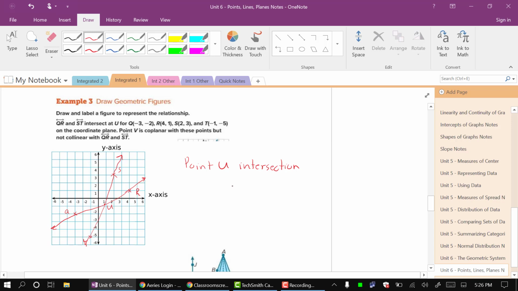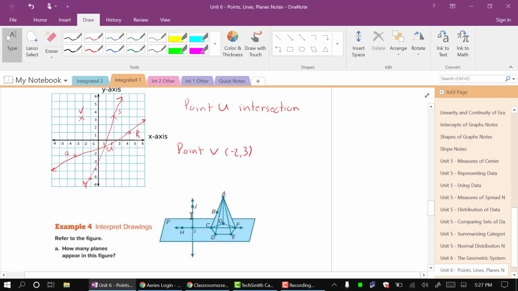Then we want to come up with a point that is coplanar, meaning that it's on this coordinate grid, but it's not collinear. It's not on either of these lines. It can be anything that's not on either of these lines. I'm just going to make a point over here because we have nothing over here. I'm going to say the point -2, 3. So this would be point V. You can put it anywhere you want. I just put it over there because we had nothing there, and I knew it wouldn't be on line QR, and I knew it wouldn't be on line TS.